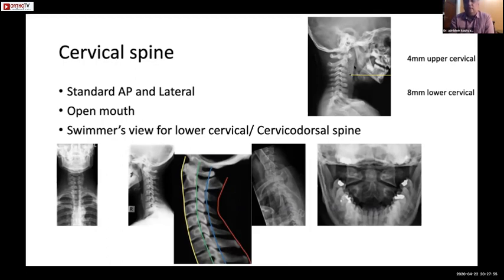In the upper cervical spine, it is around 4 mm. In the lower cervical spine, it is around 8 mm. So an easier method to remember is that you take the vertebral width, and more than half that vertebral width at that space would be a significant retropharyngeal space increase.